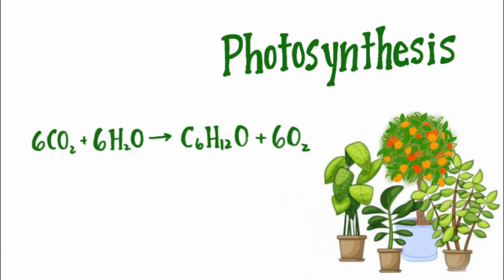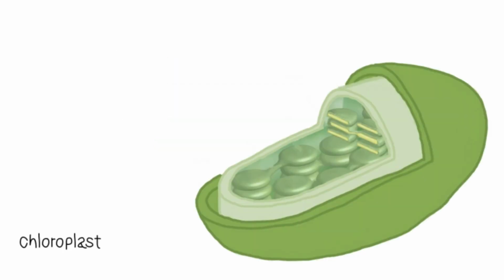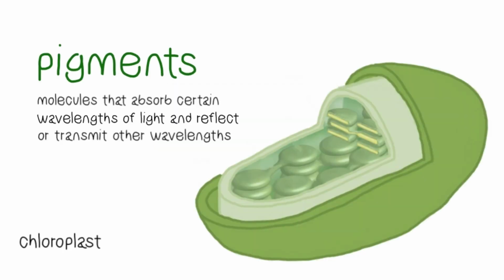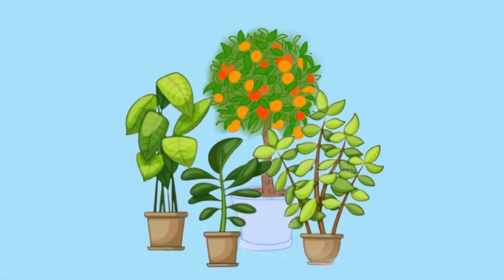Plant cells contain organelles called chloroplasts, the main sites of photosynthesis. Chloroplasts are filled with pigments, molecules that can absorb certain wavelengths of light and reflect or transmit other wavelengths. Among these pigments is chlorophyll, which absorbs violet, blue, and red rays but reflects green, which is why plants usually have a distinct green color. This is also why photosynthesis occurs in the green parts of the plant, which is typically around the leaves.